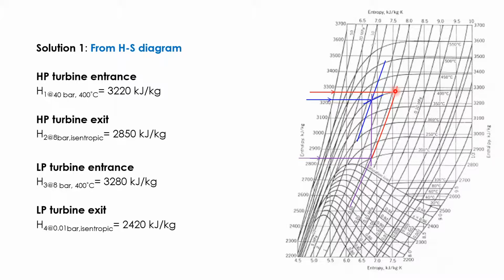It exits at 0.01 bar, isentropic. Isentropic means we need to pull a vertical line from this point and then find out where it crosses the pressure of 0.01 bar, which is at this line, and this is the enthalpy.